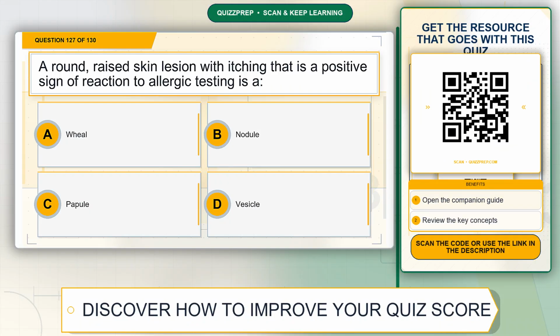Question 127. A round, raised skin lesion with itching that is a positive sign of reaction to allergic testing is: Option A, wheal. Option B, nodule. Option C, papule. Option D, vesicle.